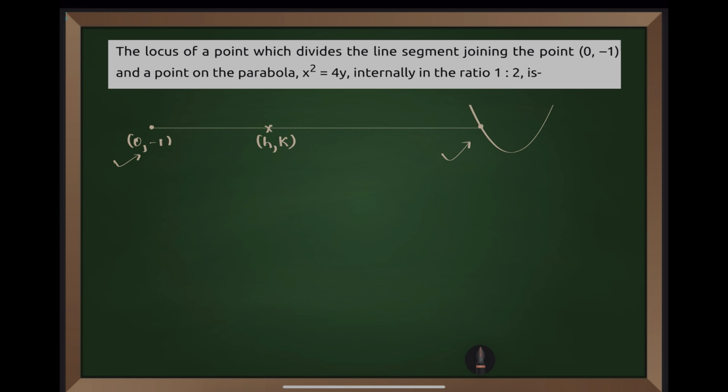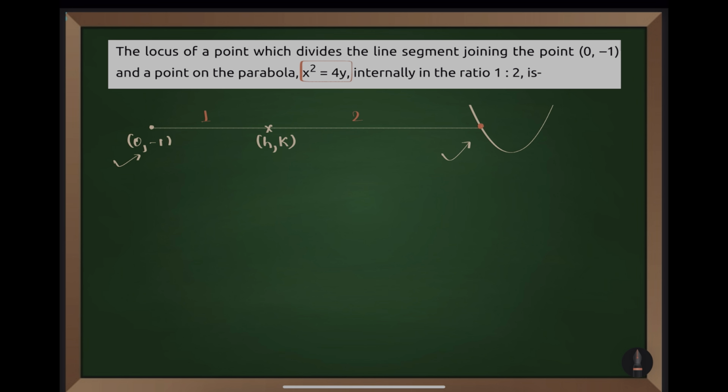Now try to understand this concept. You have to deal with the concept of locus. So you will introduce h comma k, and you will put some restriction. The restriction is 1 is to 2, and after applying the restriction you have to remove the variables that you have introduced. Right now we have introduced h and k, so we will replace them with x and y.